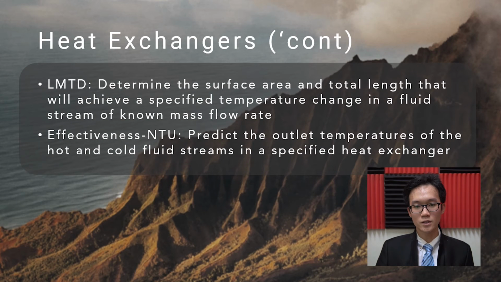The LMTD method is used to determine the surface area and total length that will achieve a specific temperature change in the fluid stream of known mass flow rate, whereas the effectiveness-NTU method is used to predict the outlet temperatures of the hot and cold fluid streams in a specific heat exchanger.